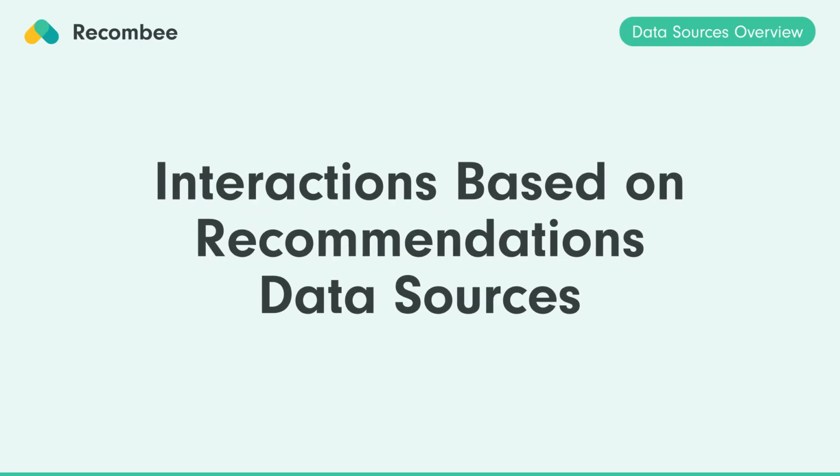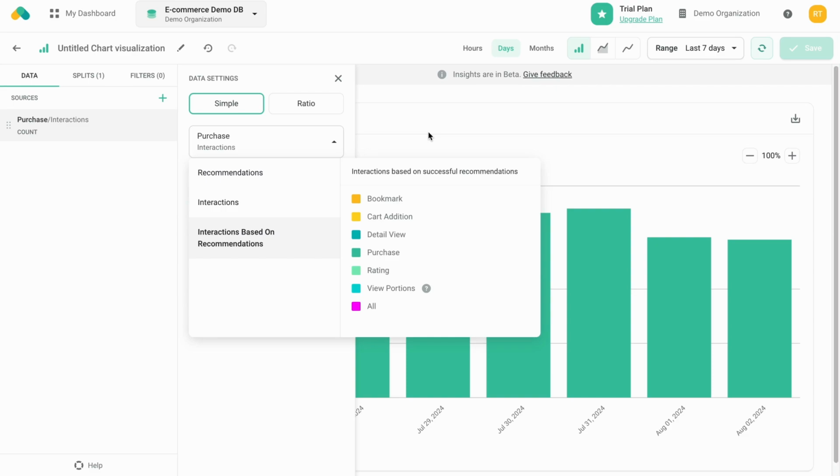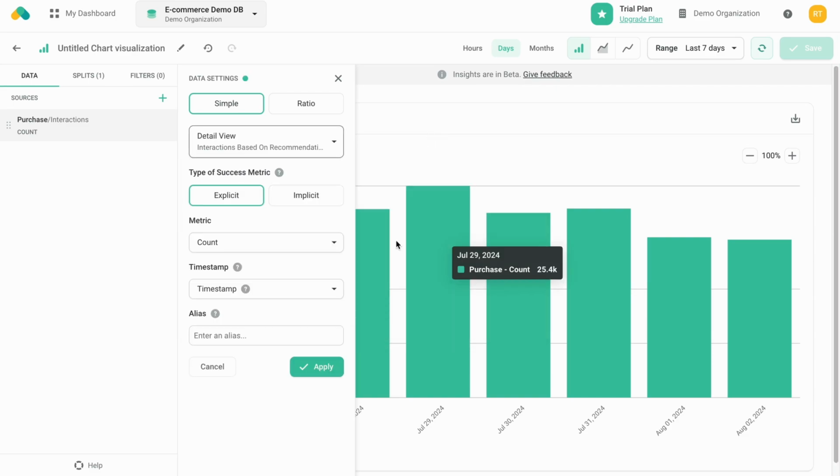The last category is also looking into interactions. However, the crucial difference is that interactions based on recommendations consist only of the interactions that happened thanks to successful recommendations. Again, you can look into individual interaction types, or use the data source with all the interactions based on recommendations.